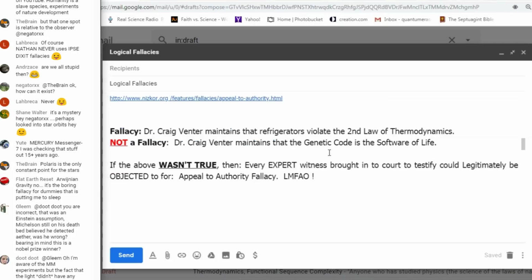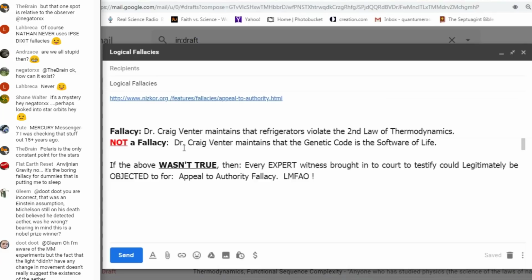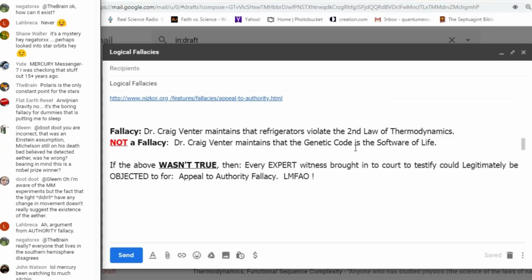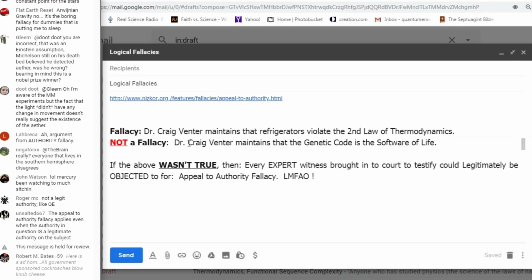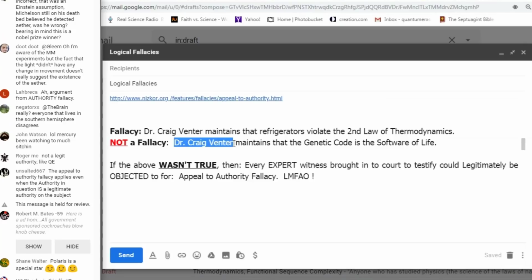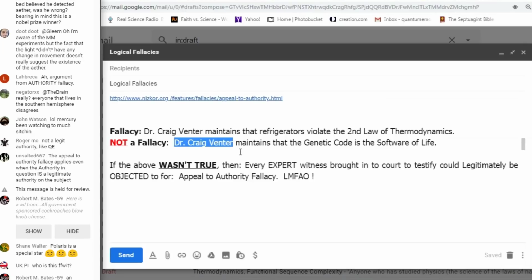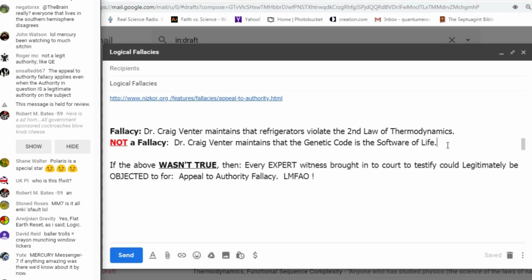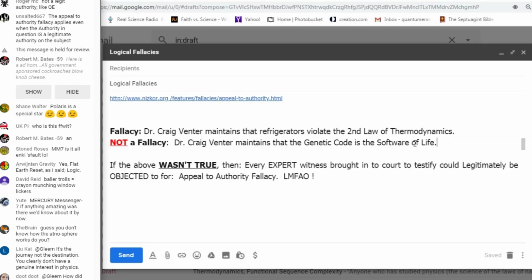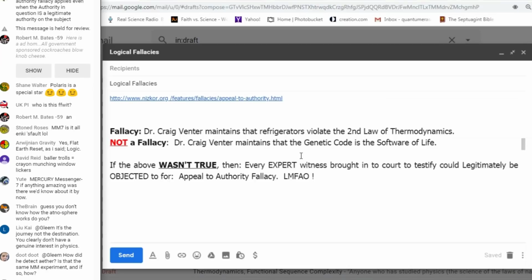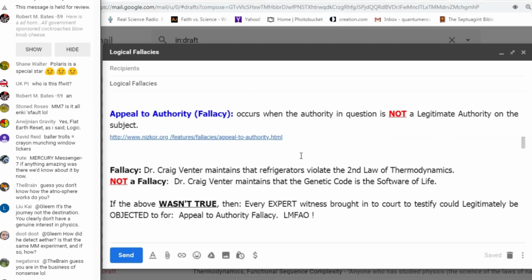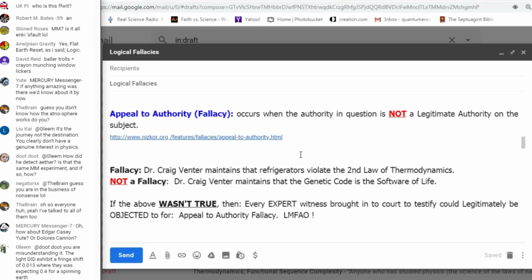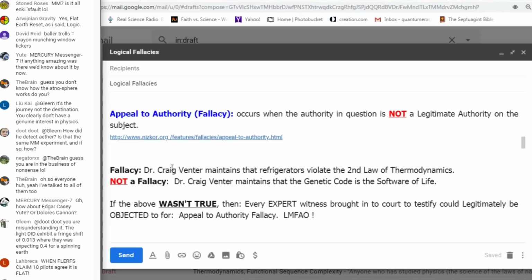Right? Well, this is not a fallacy: Dr. Craig Venter maintains that the genetic code is the software of life. Well, Dr. Craig Venter is a geneticist, the geneticist of geneticists. He is an expert in the field, right? And he's speaking to the genetic code being the software of life. Now, let me just say this. If he makes these claims, there has to be some type of support for this claim, even though he's a geneticist, right? You're following what I'm saying? Yeah, we'll work under the assumption that it's not just throwing that sentence out. It's supported by a lifetime of work. That's the point. Let's just assume that for now so we can get through this.